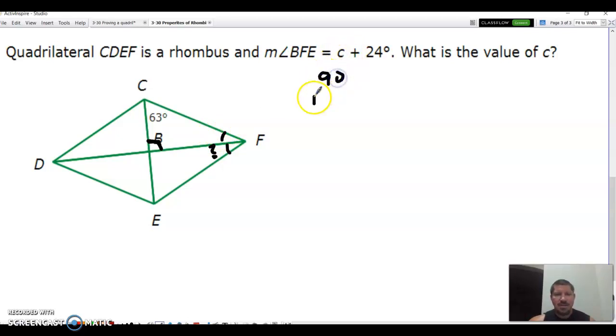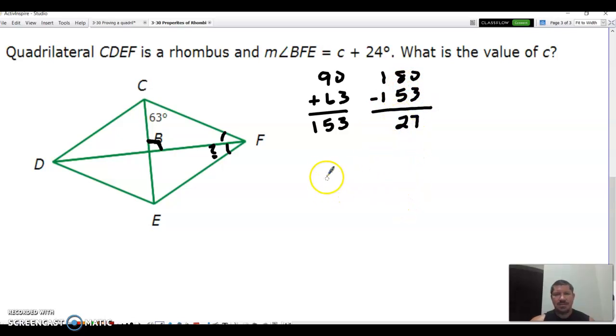So 90 plus 63 is going to be 153. We subtract that from 180, and that's going to wind up being 27. Okay, so that's going to make this easy. So c plus 24 equals 27. Subtract 24, and c is going to be equal to 3.